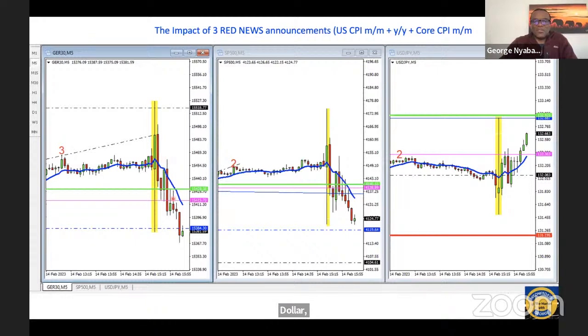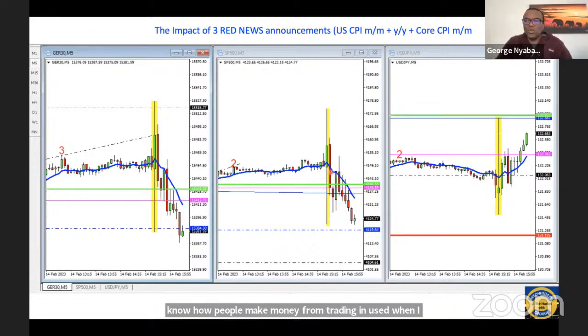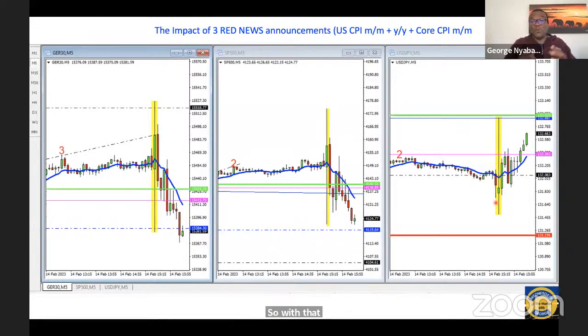Straight after the news, things start to get a bit of clarity. S&P 500 itself, just people getting stopped out, and I really don't know how people make money from trading the news. When I say let's trade the news, we trade in after the news announcement. We can start to look for patterns that we can definitely trade. Yen, still the same thing. Just stopping you out unnecessarily. So with that in mind, I encourage you to have a look at where the market is.